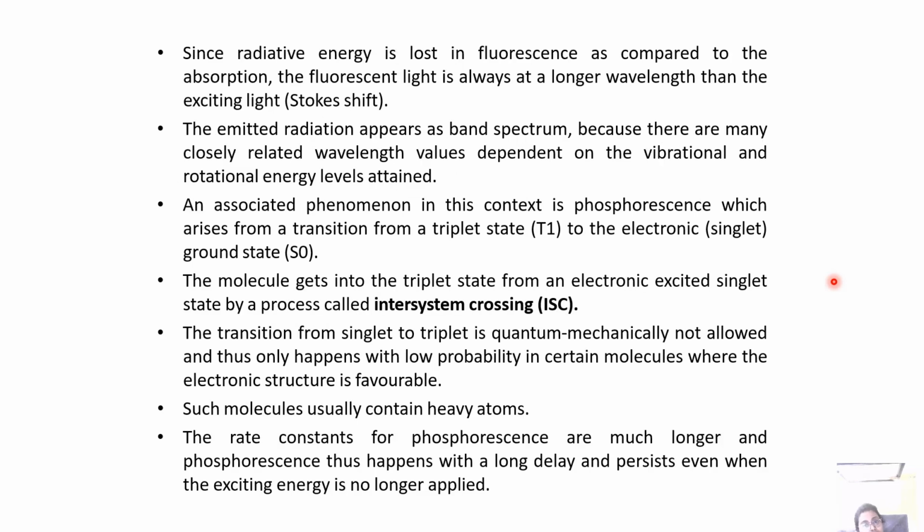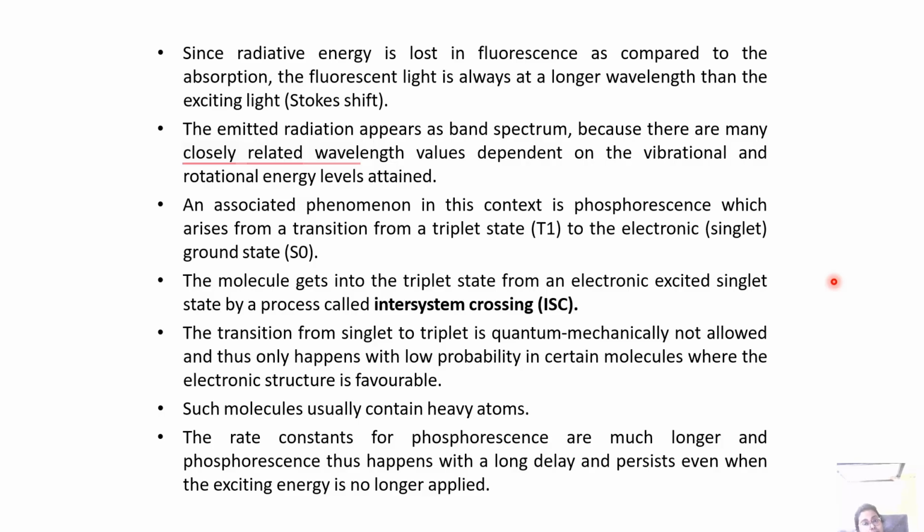Now since radiative energy is lost in fluorescence as compared to the absorption, the fluorescence light is always at a longer wavelength than the exciting light, like Stokes shift. The emitted radiation appears as a band spectrum because there are many closely related wavelength values dependent on the vibrational and rotational energy levels attained. So an associated phenomenon in this context is phosphorescence, which arises from a transition from a triplet state to an electronic singlet ground state.